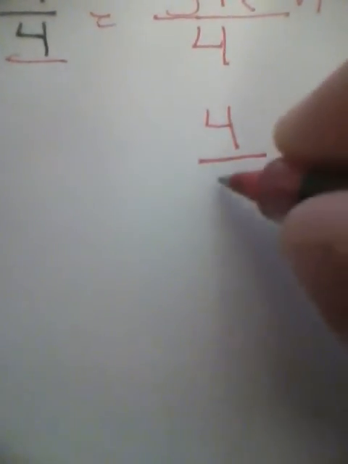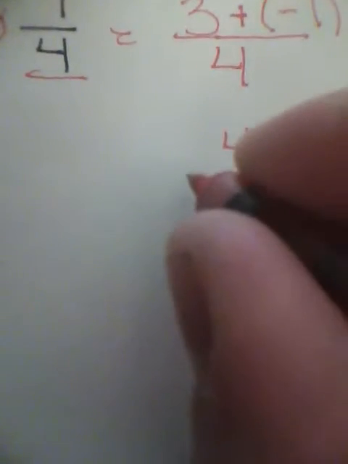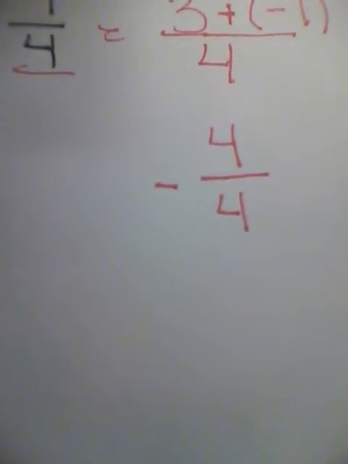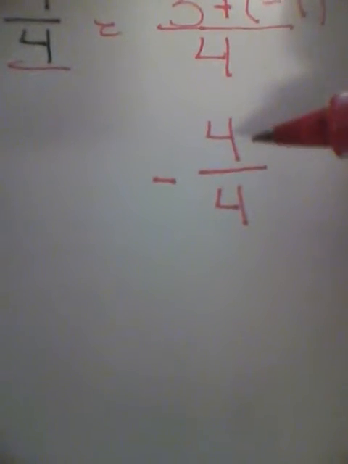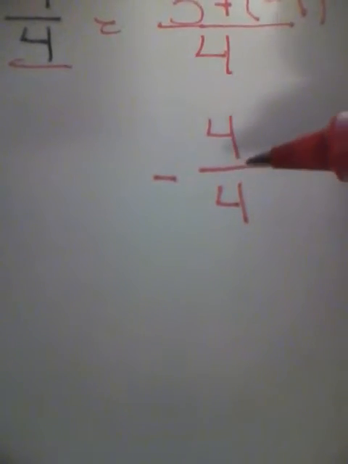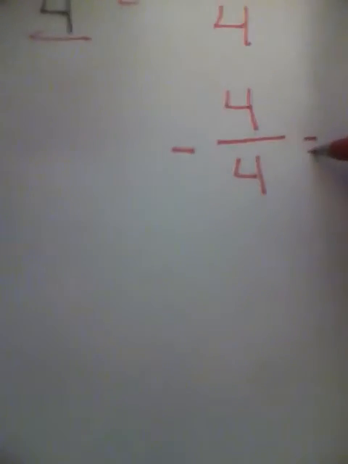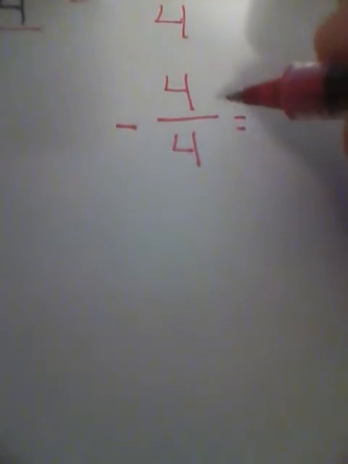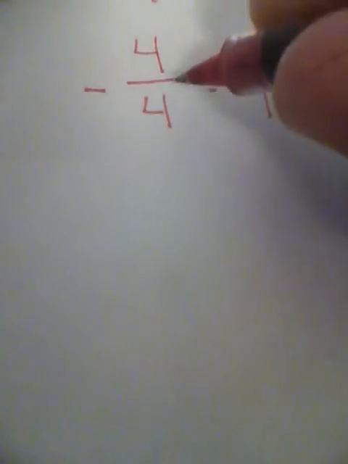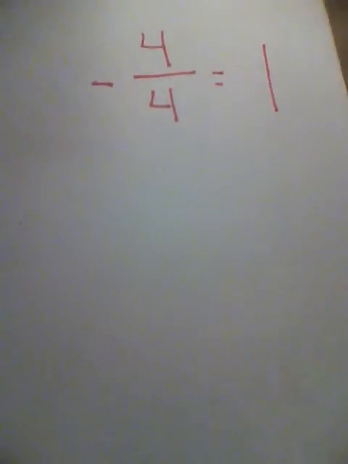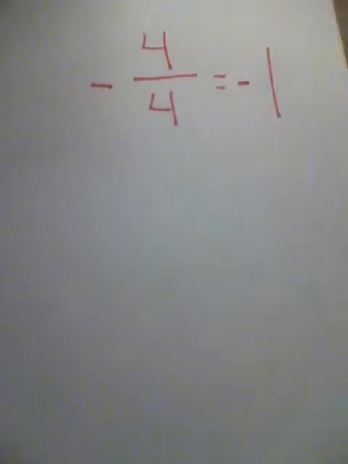And now I have 4 fourths. It's a negative 4 fourths. Now I can simplify this. Remember, what this really says is negative 4 divided by 4, or 4 divided by negative 4. And now I say, okay, 4 divided by 4 is 1, because whenever we divide a positive by a negative or a negative by a positive, signs are opposite, so the answer becomes a negative. Okay? Another one could be something like this.